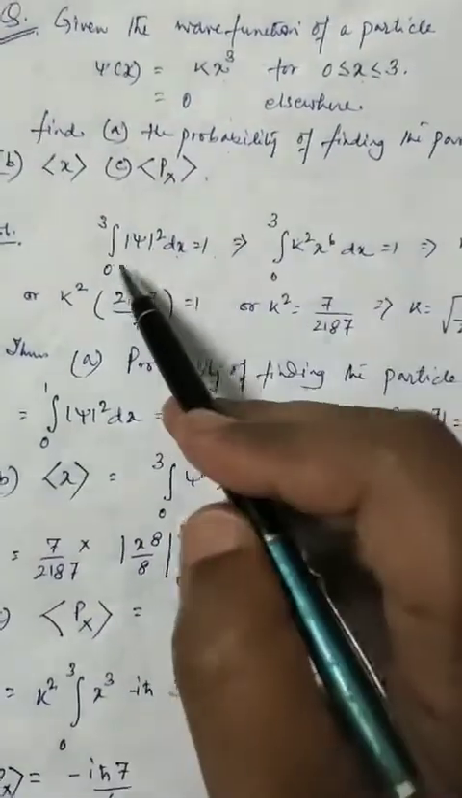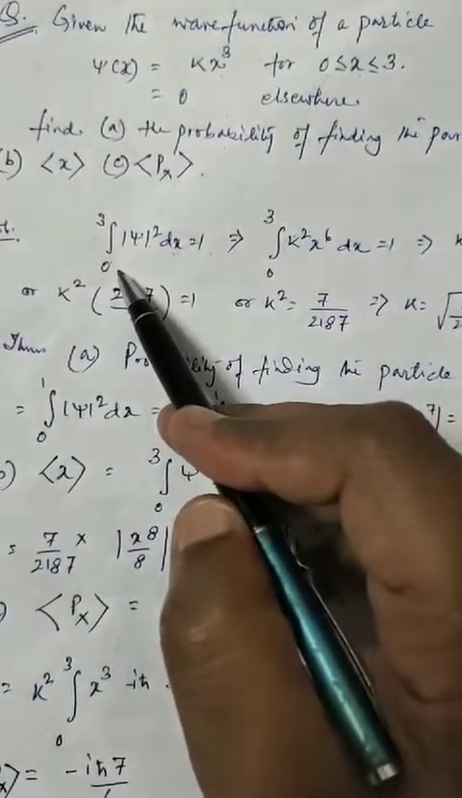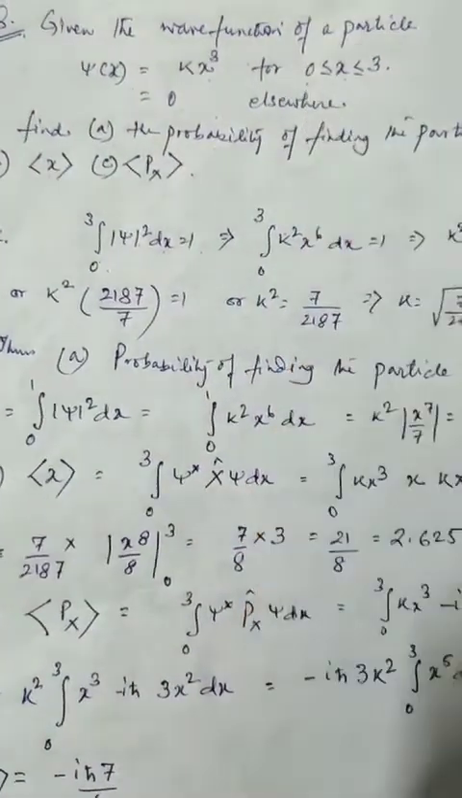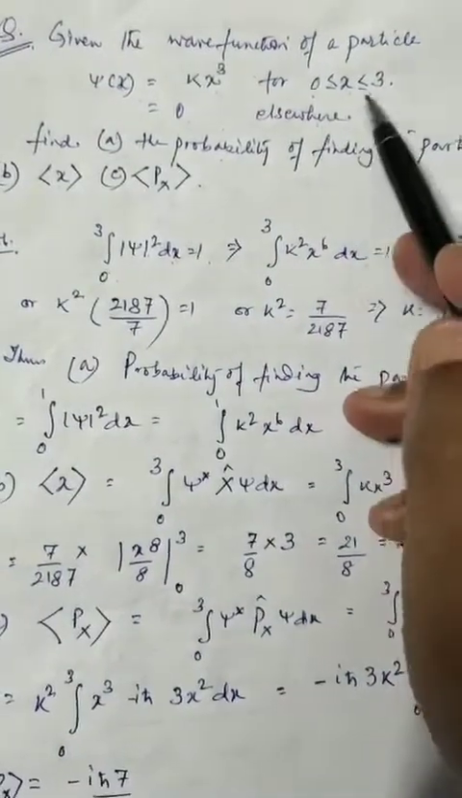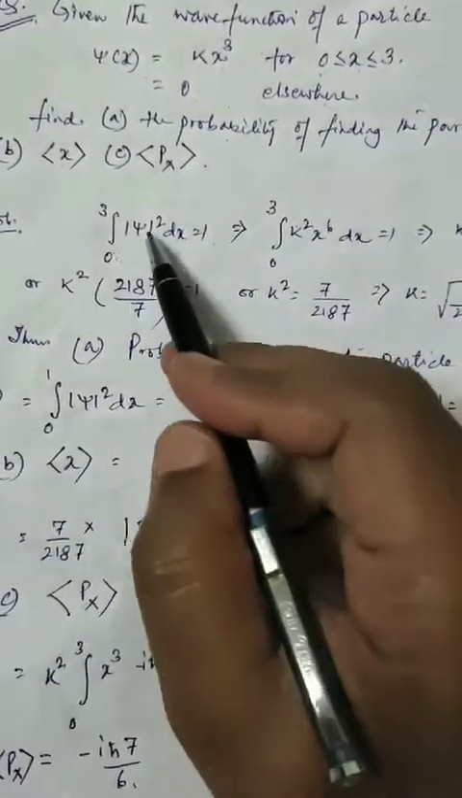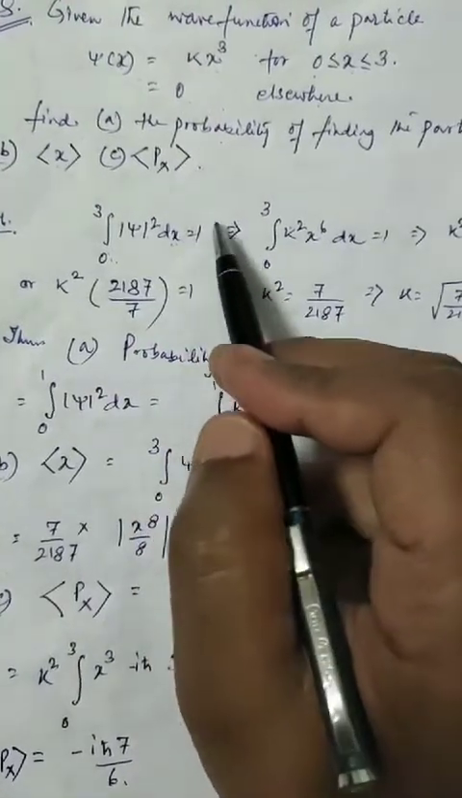Here we don't need to integrate from minus infinity to plus infinity, because we know that the particle exists only between 0 and 3. So the limits of integration will be from 0 to 3. Mod psi square dx must be equal to 1.